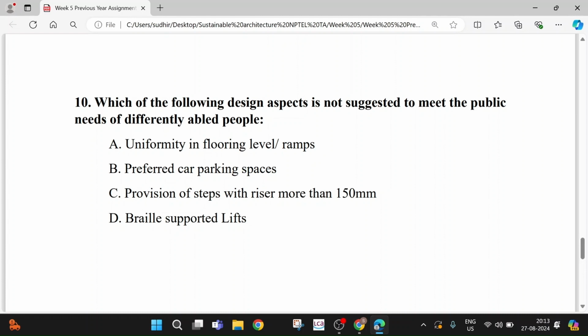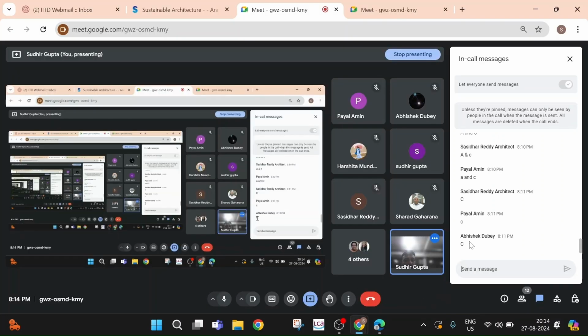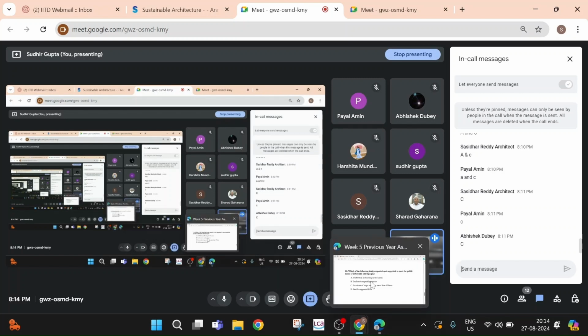C. A is not the right answer. C. Okay, so C is the right answer for this one. How many of you have answered C? Okay, so all are going in the right direction.